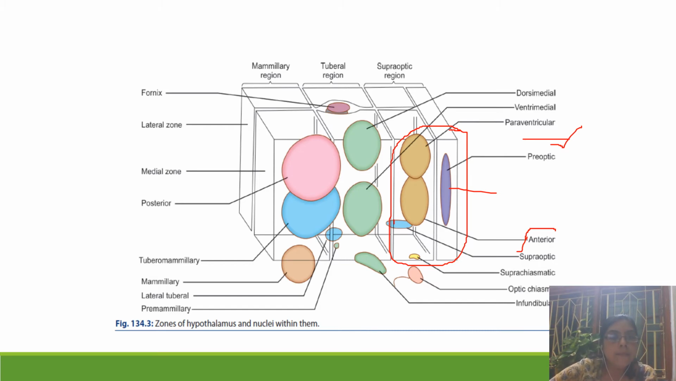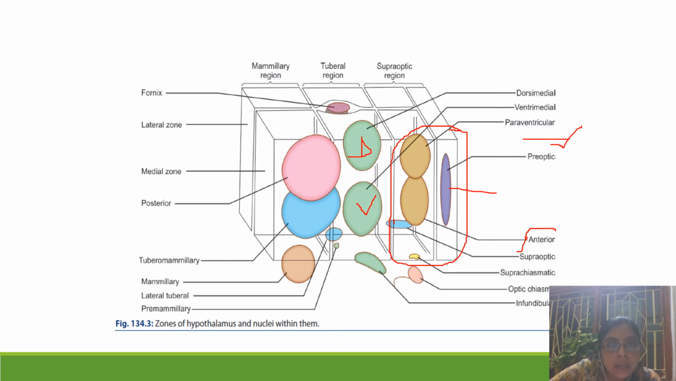Now we have the middle group of nuclei. What about this middle group? The middle group includes the tuberal region, so it has the tuberal group, the arcuate nucleus, and the ventromedial and dorsomedial nuclei. This is your dorsomedial nucleus and this is your ventromedial nucleus. Then you have the arcuate nucleus and this tuberal nucleus. All these are included in the middle group.